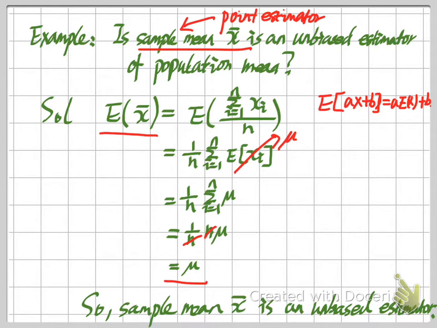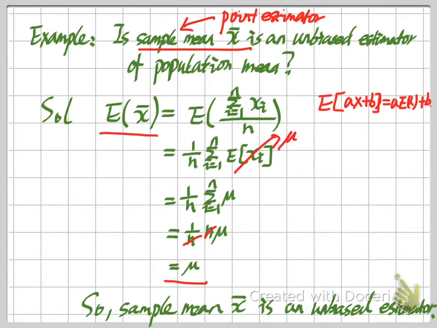Okay, so let me give you one question. If the sample mean is an unbiased estimator, then how about the median? If we use the sample median to do the point estimation of our population mean, is the sample median a biased or unbiased estimator of our population mean?